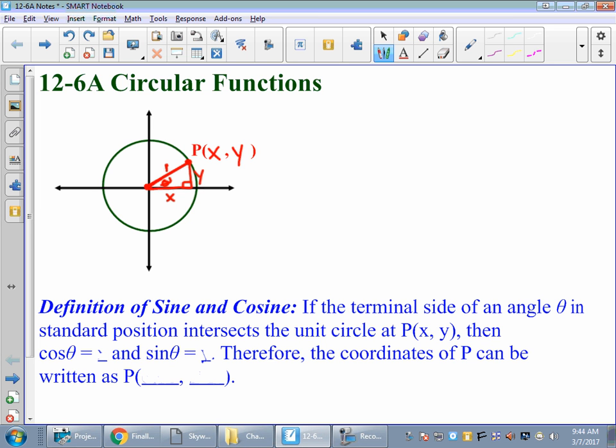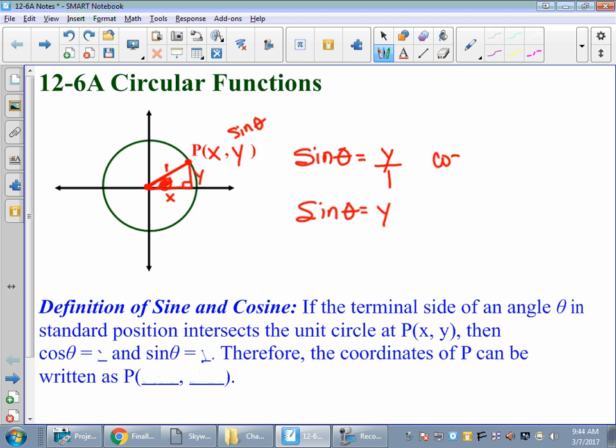So when I go through and figure out my sine value of theta, it is equal to the side opposite, which is y, over the hypotenuse 1. And since the hypotenuse is 1 unit, it's just going to stay y. So the y value in that point represents the sine of theta, because we're on the unit circle and because the hypotenuse is only 1 unit long.